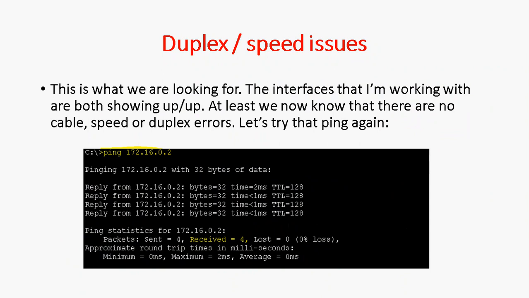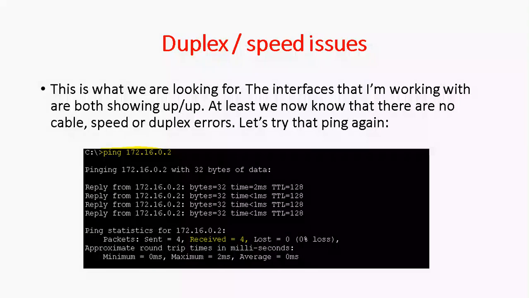Another interface is connected to PC9. That interface was also down. After checking that interface, the speed was 10 megabits per second, but it's Fast Ethernet, which means it should be 100 Mbps. After changing the speed into auto, that interface also came up. Once both interfaces came up, PC8 can ping PC9.